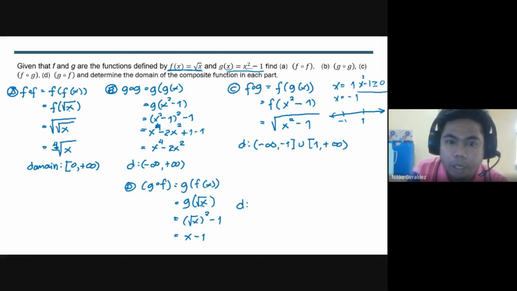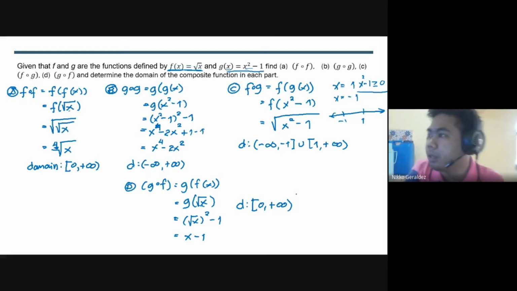So the domain of our input function is 0 to positive infinity. So the domain of our resulting function will be 0 to positive infinity. So that is the answer. It is not all real numbers. So we always check the domain of the input function.